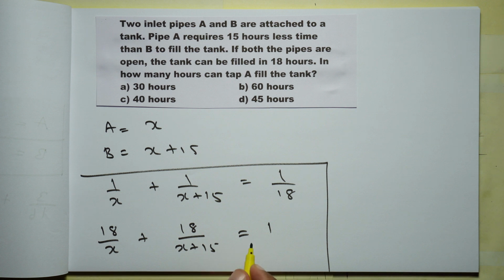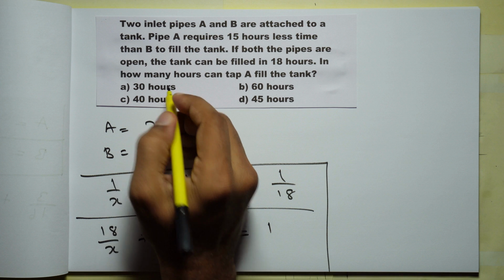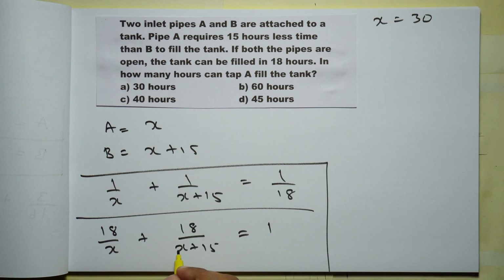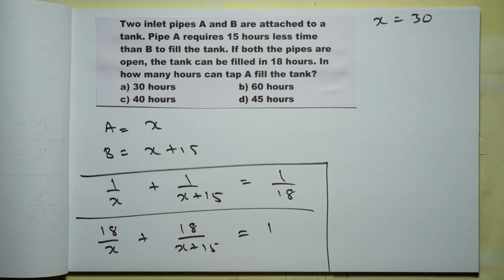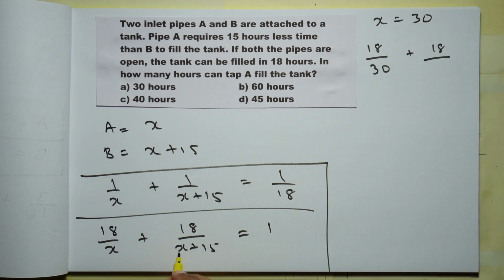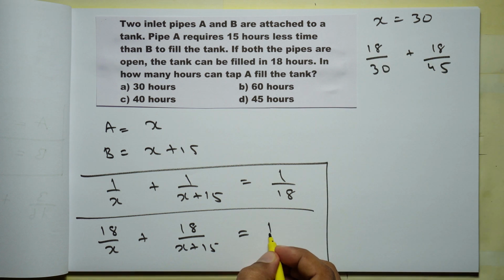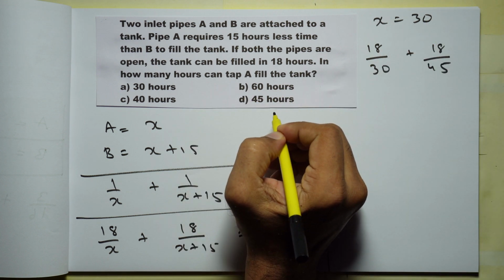Now we'll try various values and see which one will satisfy this equation. For example, let us try x is equal to 30. If it satisfies this equation, then that will be the solution and that will be the answer that we need. So let us try x is equal to 30. So 18 by x is 18 by 30, plus 18 by (x plus 15), 30 plus 15, 45. So we'll see if it adds up to 1. If it adds up to 1, then 30 will be the solution and that will be the required value.